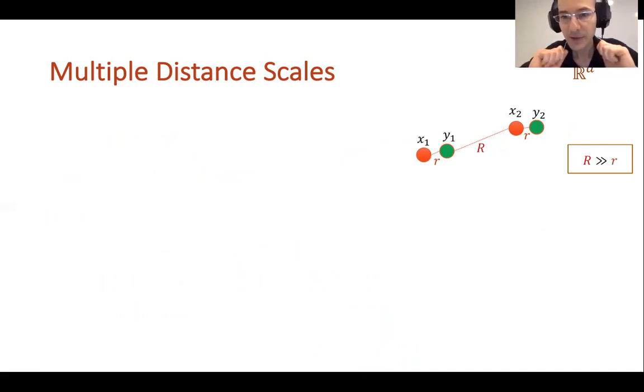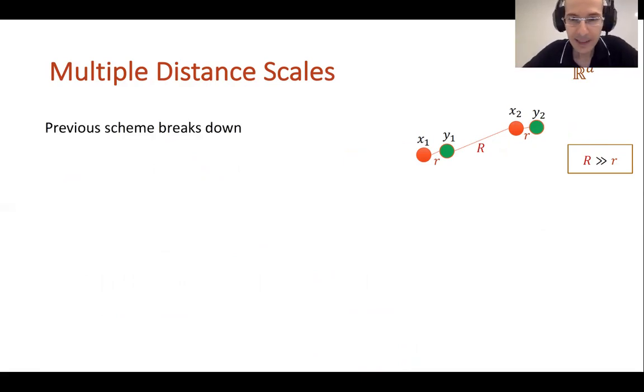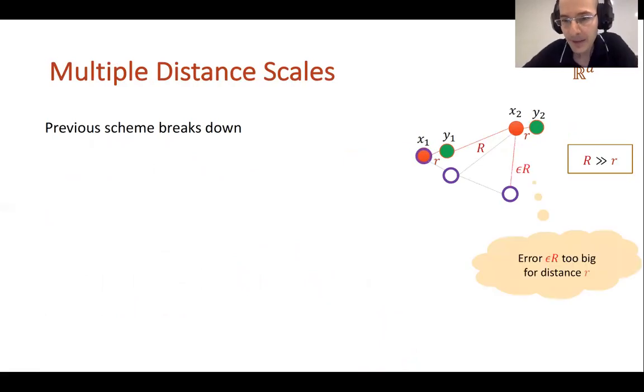Each one of them has internal distances r, and the distance between the pairs is a much bigger, big R. Let's see where things don't work anymore. I start computing my surrogates, the y1 just fine, we have a good surrogate, but then I get to the surrogate of x2, and the distance between the point and its surrogate is of the order of epsilon times r, because this is the distance that I was rounding with the epsilon net. And this distance is way too big to estimate this tiny distance between x2 and y2. So this doesn't work anymore.